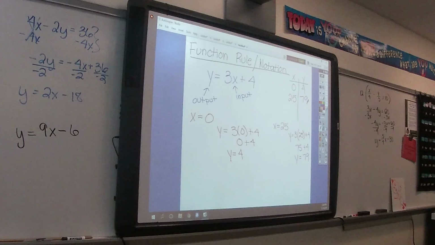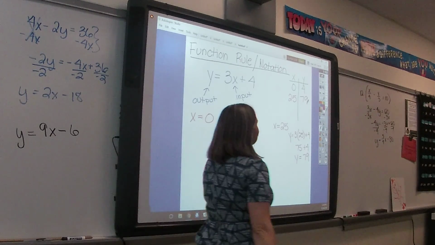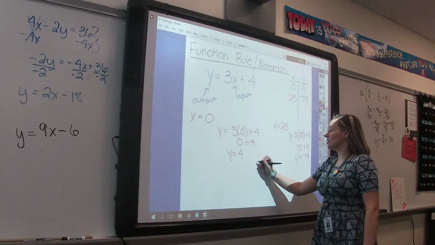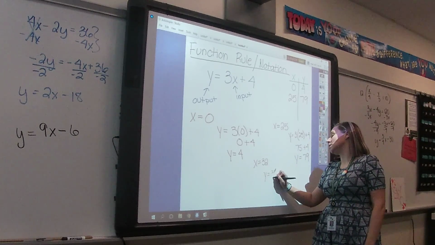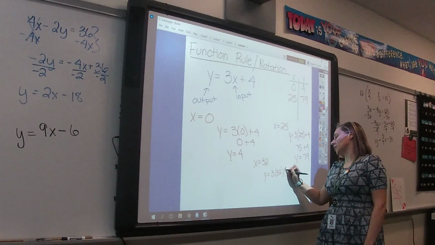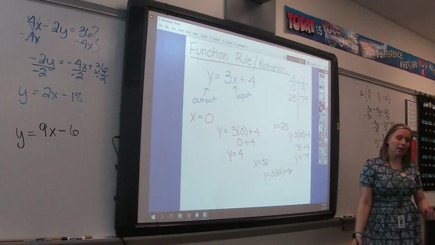Mallory, what's your favorite number? 32. Okay, so x equals 32. So now we'll say y equals 3 times 32 plus 4.